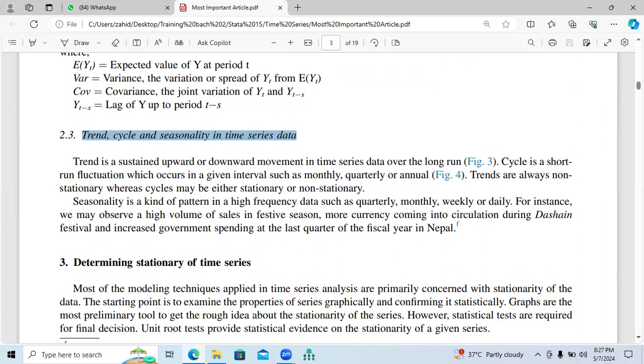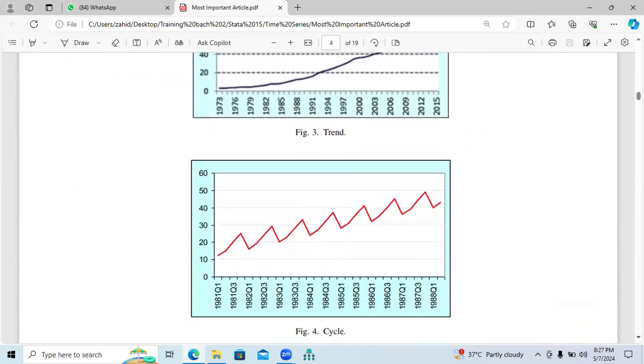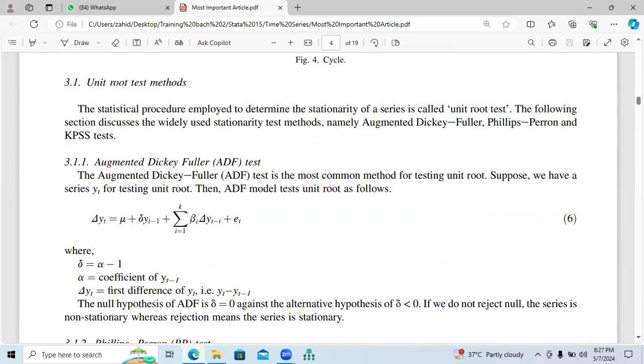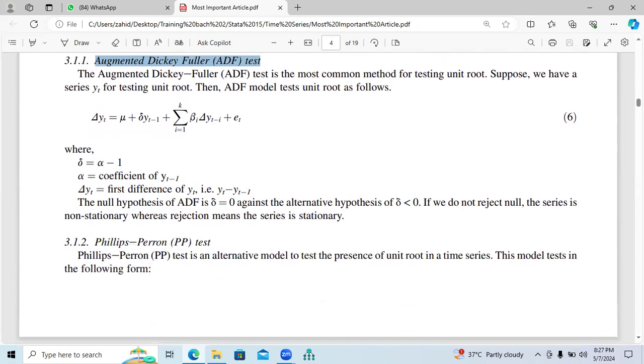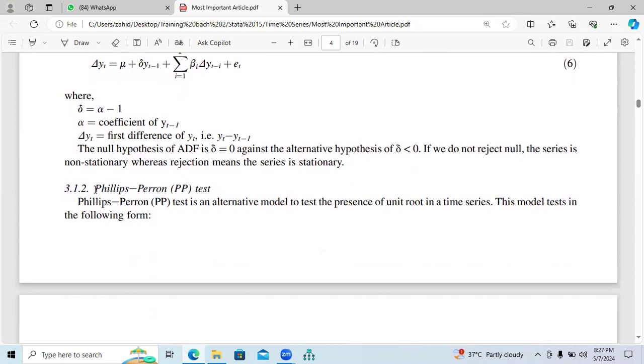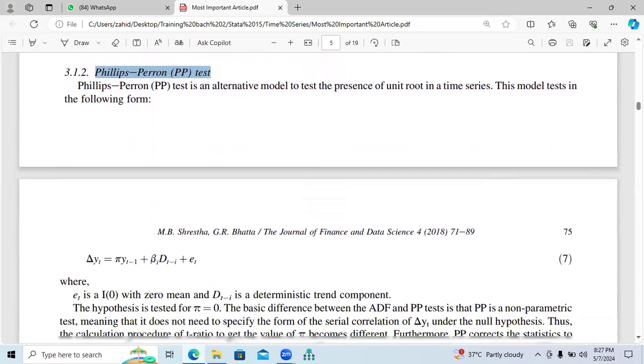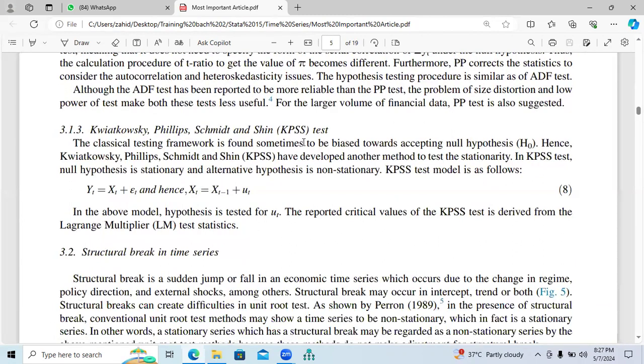Whenever you need to determine the stationarity, there are a lot of options available in Stata for considering the stationarity of your data. The first option is the Augmented Dickey-Fuller or ADF test, that you can apply using Stata in order to see whether your data is stationary or not. Then the second option is the Phillips-Perron or PP test, which you can apply in order to check the stationarity of the data. Then another option is the KPSS test that you can apply.